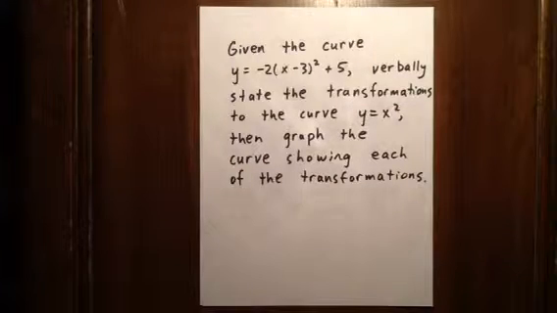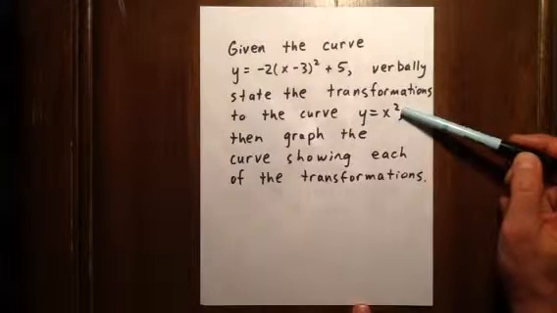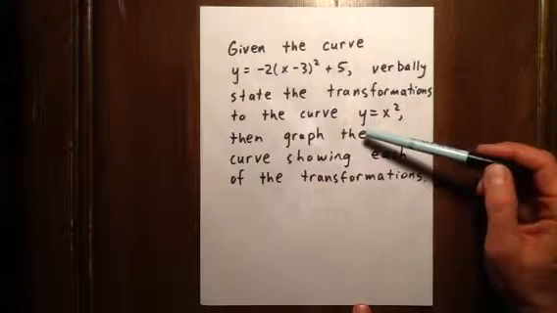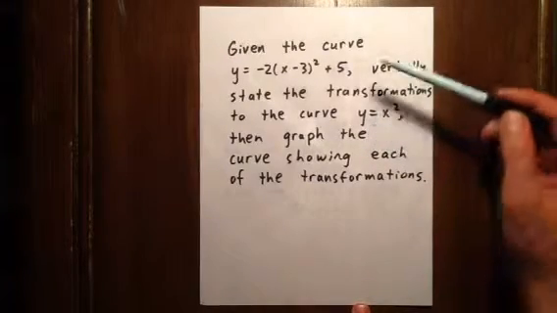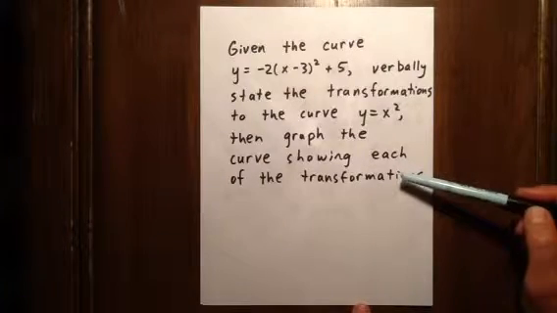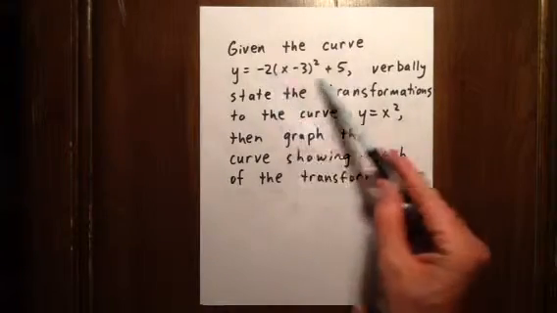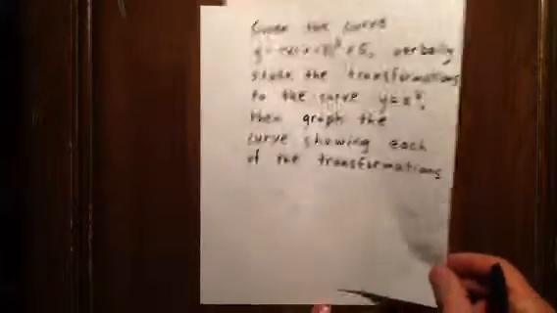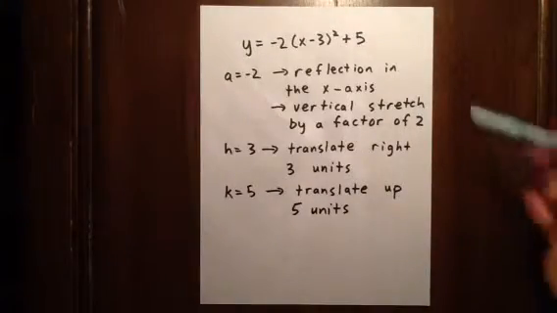In this question, we're given the curve y equals -2(x - 3)² + 5, and we want to verbally state the transformations to the curve y equals x². Then we want to graph the curve showing each of the transformations that we describe. Okay? Well, here's our original curve, so we write that out.